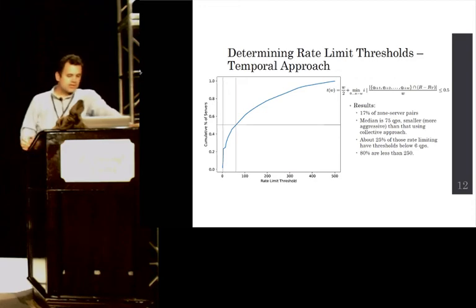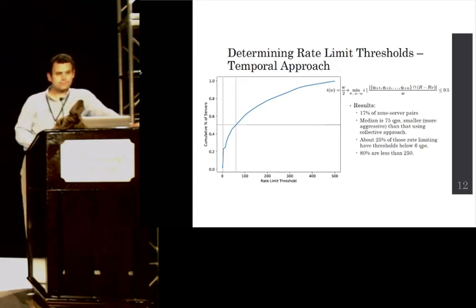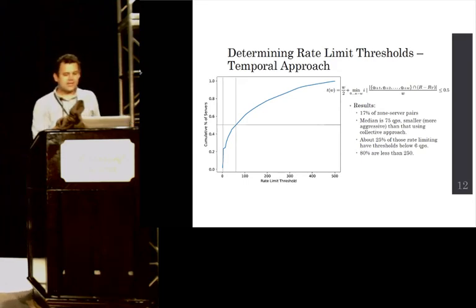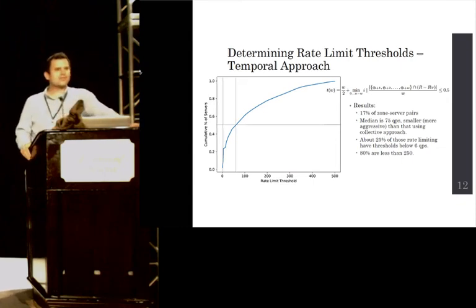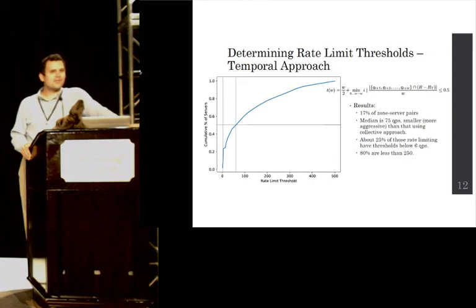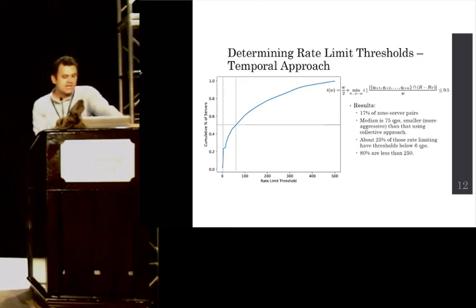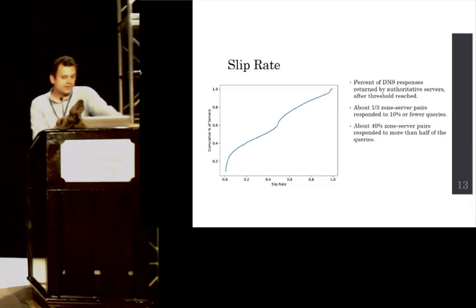And about 25% of those rate limiting have thresholds below 6 queries per second. Okay, and about 80% are less than 250. Very interesting spike on the far left there. I don't know what the default configuration is these days, but it seemed like it was around 25 to 50 queries per second or something. But we saw quite a few with 6 queries per second.